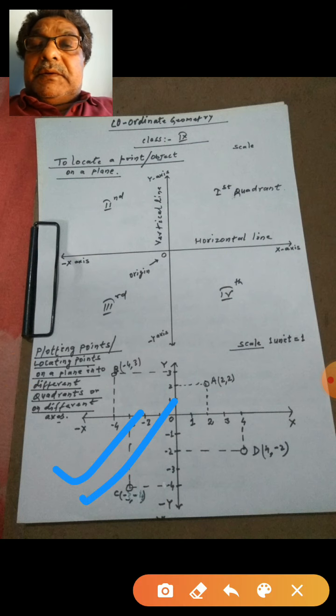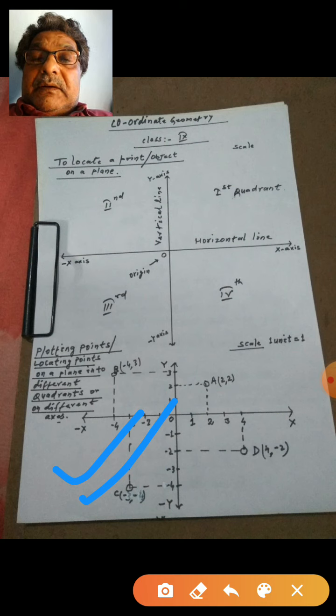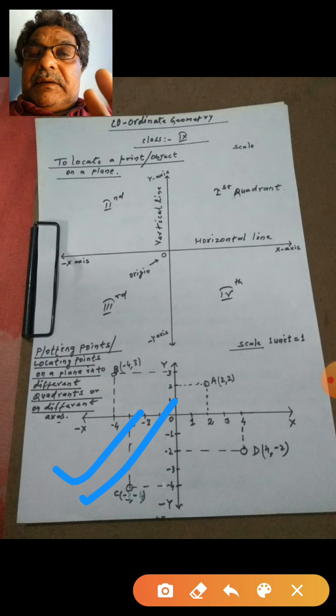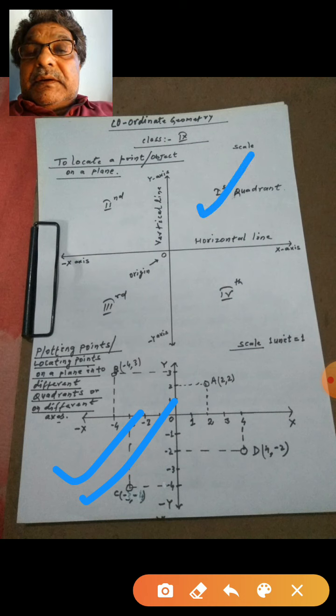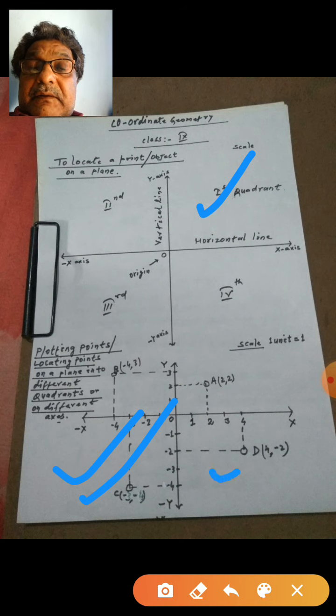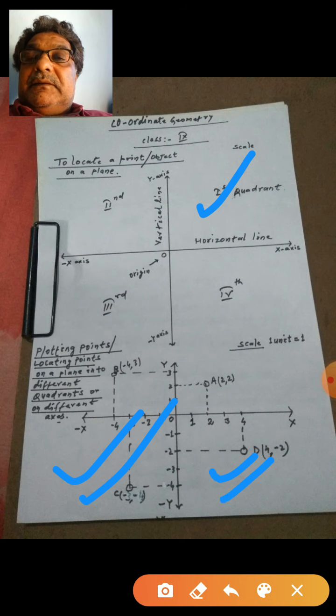What is the difference between these two figures? Regarding one point only, the difference is there. In the first figure, no uniform division has been done for the x-axis and for the y-axis, whereas in the second figure, scaling has been done. Uniform division has been done for both the x-axis and the y-axis.